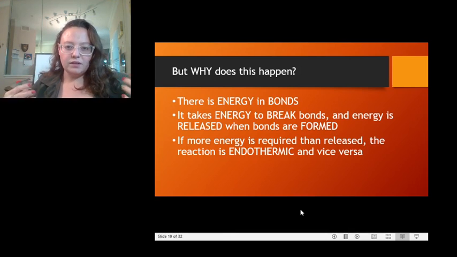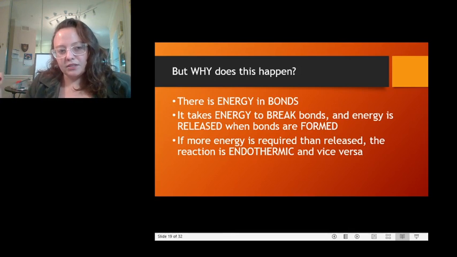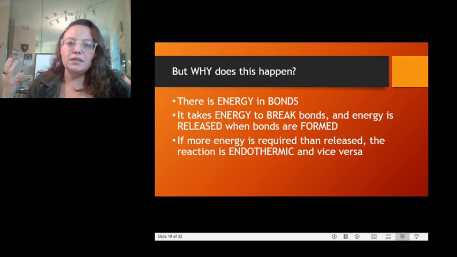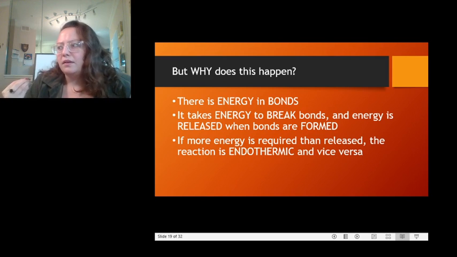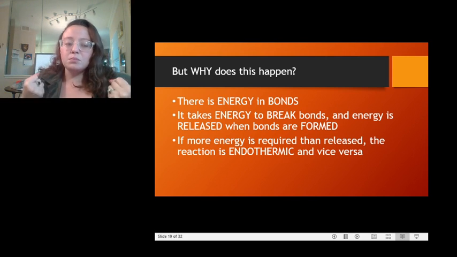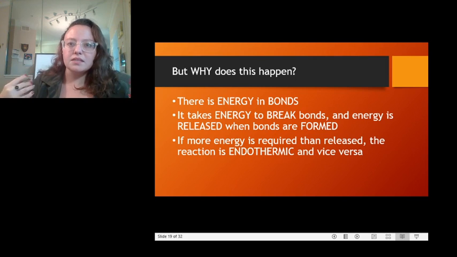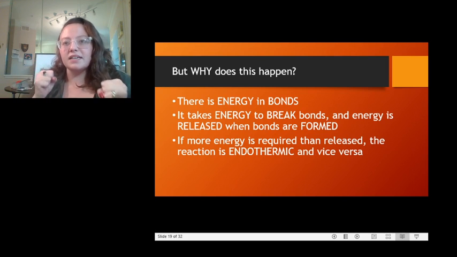So we left off talking about how exothermic reactions mean energy is released and endothermic reactions mean energy is absorbed. And why does all this happen? So in your molecules, there's bonds. And a bond is energy that's holding the atoms together. And so there's energy in the bond.